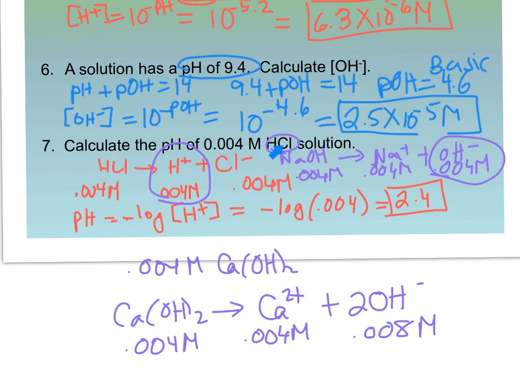So whenever you're given a strong acid or a strong base, I want you to write the dissociation equation or the ionization equation for it. And that way you can be sure what is the concentration of either the OH minus or the H plus.